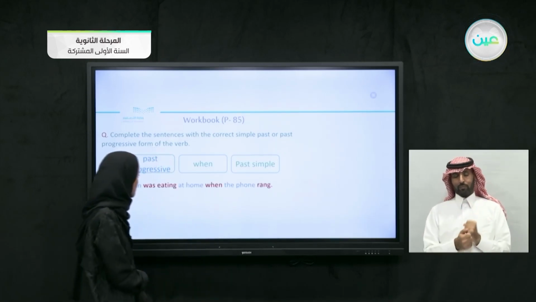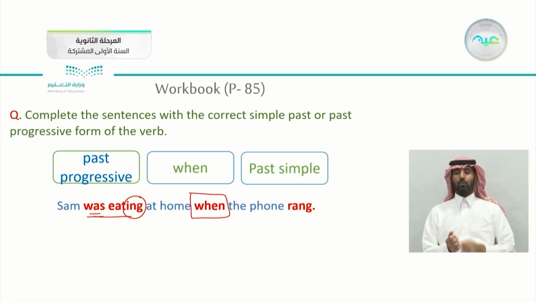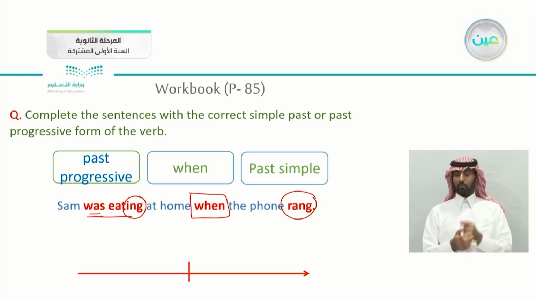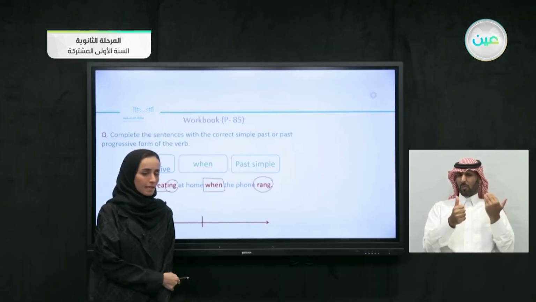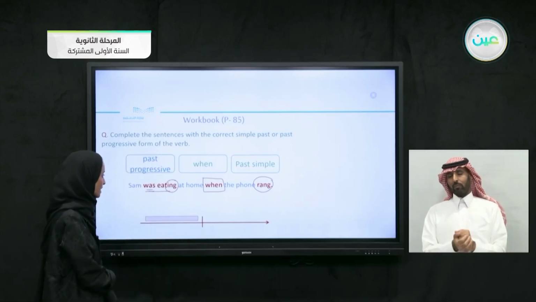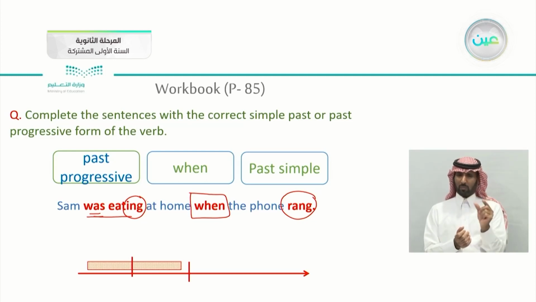Just like this sentence. Sam was eating at home when the phone rang. Notice past progressive: was eating, with ing. It is connected with the when, then the simple past. What do we mean with this idea? It means that I'm having a timeline. All the two actions happened in the past, yesterday maybe. I'm having a long action, which is the idea of eating, and a short action, which is ringing.